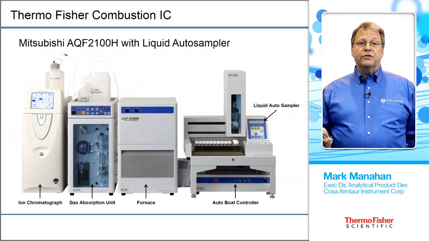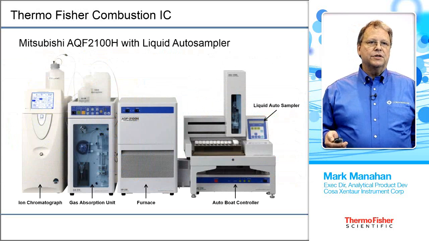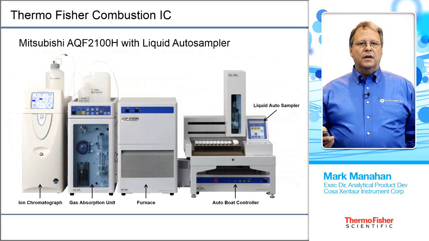This is an actual picture of a combustion ion chromatography system with the liquid auto sampler on the right. Underneath that is the sample boat. In the middle, you'll see the AQF-2100 furnace. Then to the left of that is the combustion GA210. And then to the right is an ICS-2100 using auto eluent generation, or reagent-free IC.